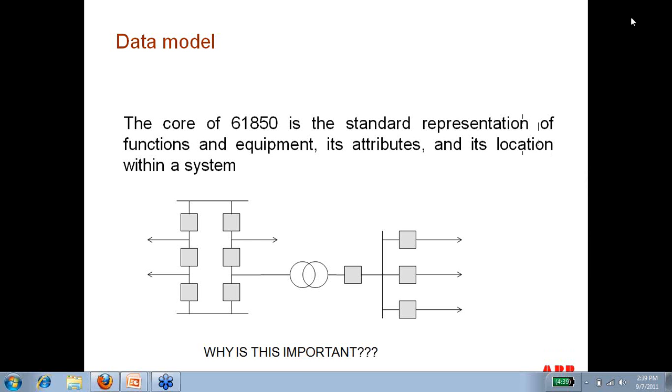Okay. So going back to the data model, the core of 61850, it's the standard representation of functions and equipment, its attributes, and its location within a system. So we're not looking at a current signal in the context of a relay or a current signal in the context of a particular breaker. We're looking at a particular current signal or a metering function within the context of the substation. And I'll explain a little bit in the next few slides as to why this is important. But hold that thought. This is really, really key.